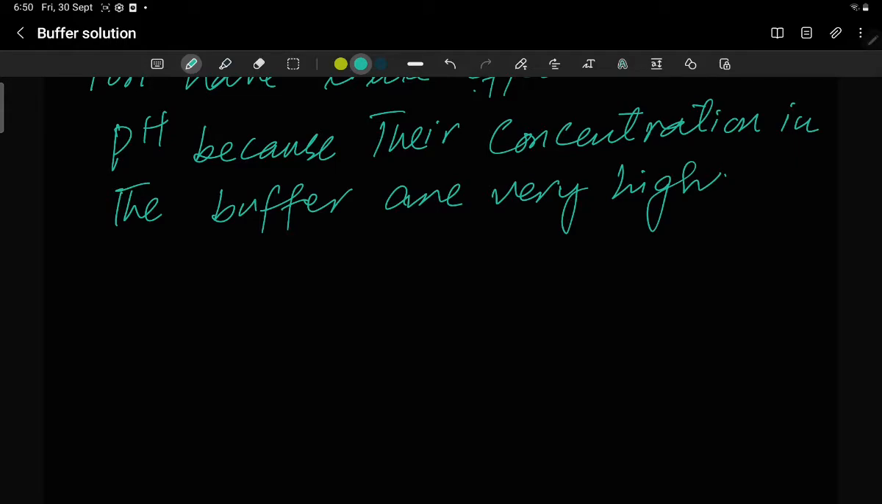A buffer is most effective when molar concentration of the acid and its salt are approximately equal, that is the ratio of their concentration is 1. In this situation both the acid and its salt have maximum relative concentration. When is a buffer most effective?